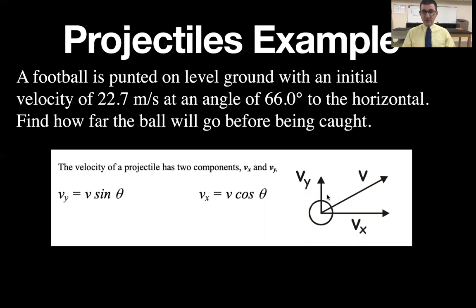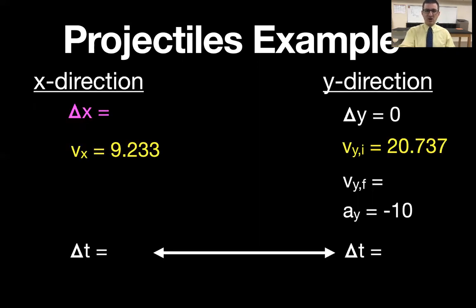And because of our very nice sketch, we know that the object has more vertical velocity than it has horizontal velocity, because of that 66-degree angle. So when we do the math, we can use that to check ourselves to make sure that we didn't mix up our sine and our cosine. So then we get our initial vertical velocity is bigger than our initial horizontal velocity. Then we can use the Pythagorean theorem to make sure that the magnitude of those is still 22.7.